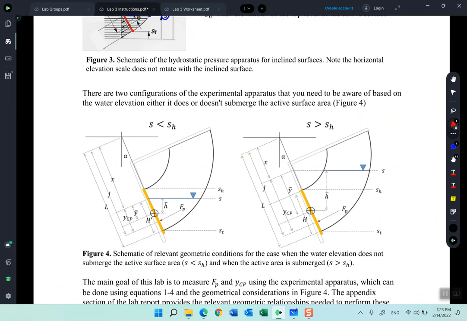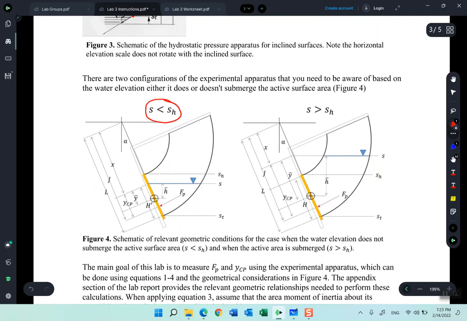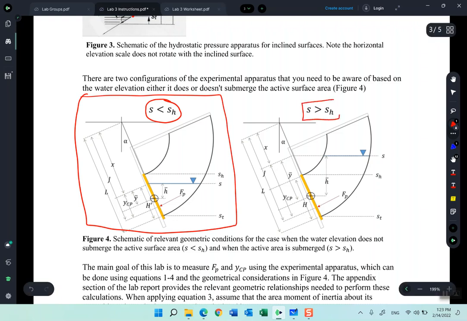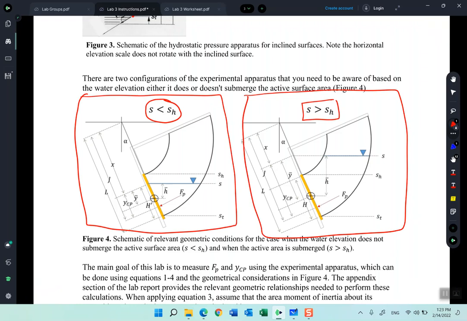Actually, we are interested because the equation that we are going to use will be different. In case I have this configuration, when the water surface is below the top of the active surface, this will be the situation. On the other hand, if S is larger than SH, this will be the situation. And these two situations are different, actually. And each one has its own equations that we can use. So we will see that in a while, but just keep in mind that in general we have two cases. And based on the case, you will use the equation that corresponds to it.